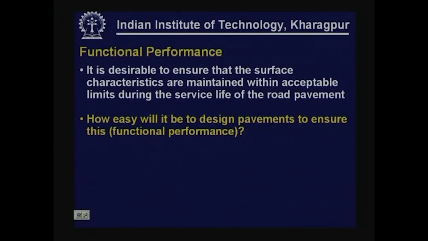But it is desirable to ensure that the pavement and its surface characteristics are maintained within acceptable limits during the surface life of the road pavement. That means, if we are talking about a 10-year life period or 15-year life period, during that period the surface characteristics should be in such a way that, it is always going to be not perfectly smooth, there is going to be some variation that is going to come in, but it should be within acceptable limit, so as not to cause undue discomfort to the road user and undue safety hazard to the road users.